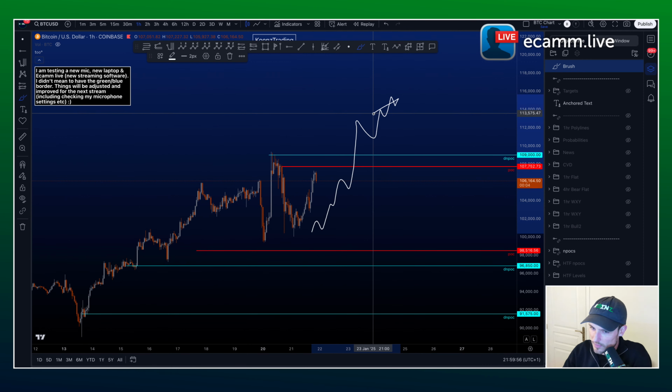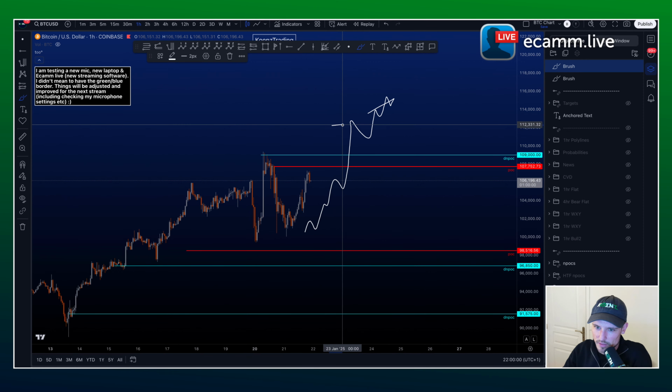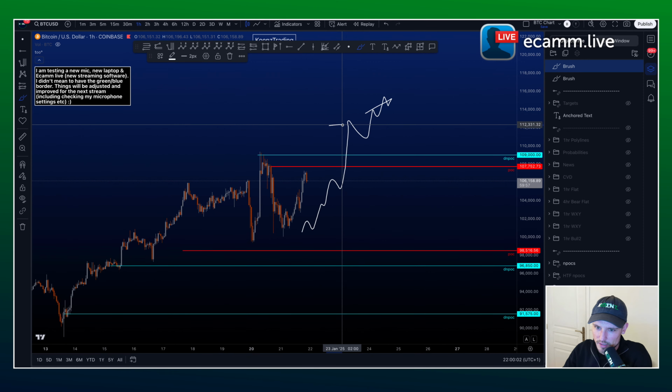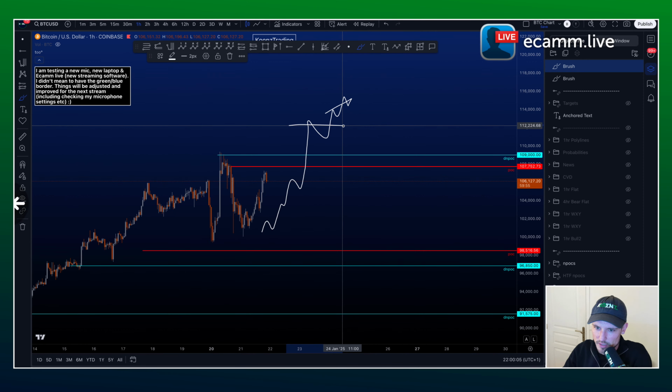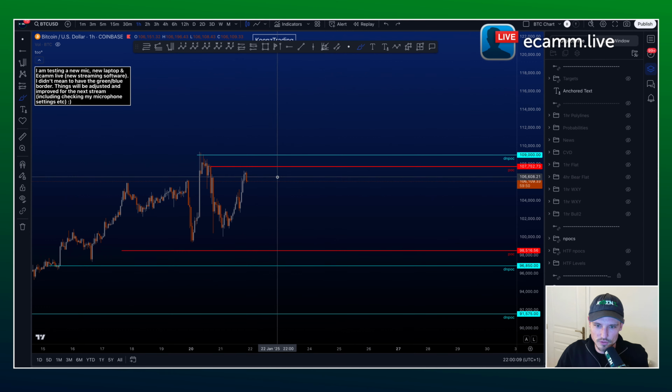Why is it doing that sometimes? Like I'm moving the chart. That's when you have a new mouse. Let's see. I think it's because of my second finger. Okay, interesting. I have to get used to using the mouse differently.